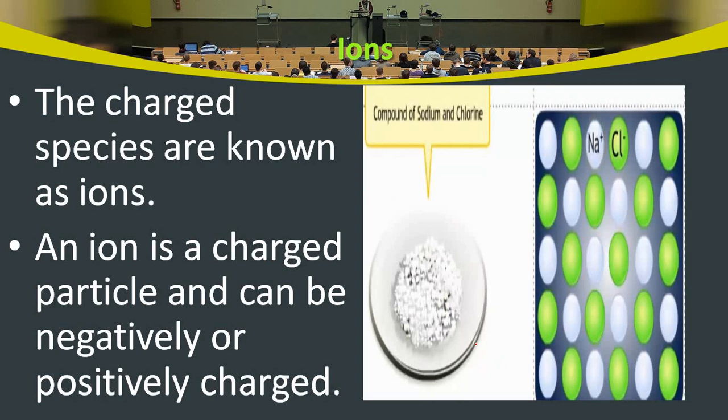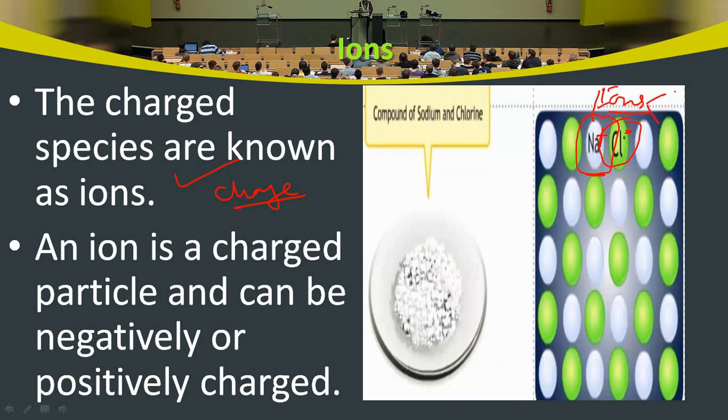Next is very important, many times you get confused about what are cations and what are anions. So I am going to explain what are ions. The charged species are known as ions. Any element that has a charge is called an ion. It may be a positive charge, it may be a negative charge. For example, see, this is one crystal of sodium chloride, and here this is sodium and this is chlorine. So it has a positive charge and it has a negative charge. So they are called ions.